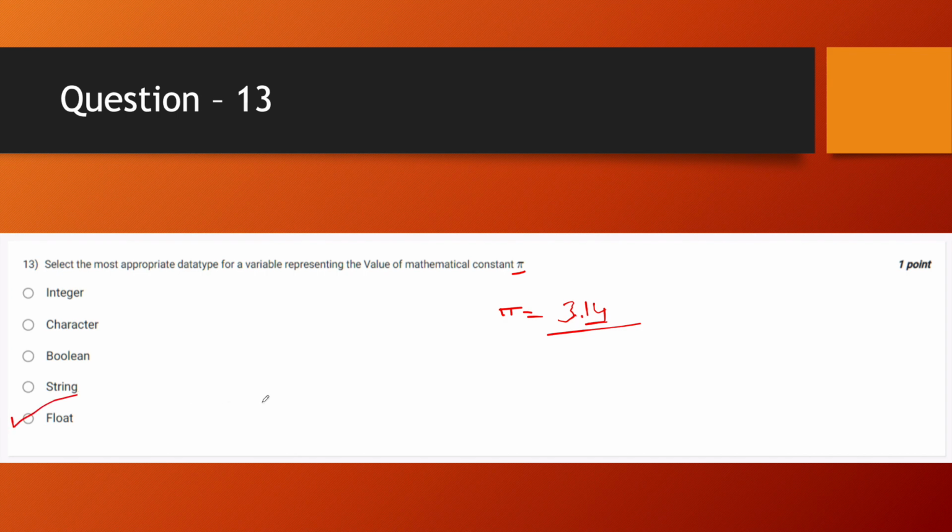A float data type is something that can represent integers, 3.15 or 4.67, just a random number that I've taken. So these are all decimal points. These are all numbers with decimal points, which are represented aptly by the variable called float. So this is the data type that can represent decimals.